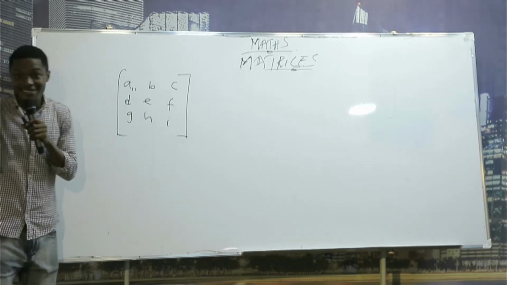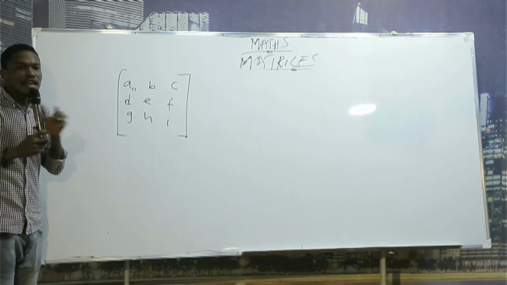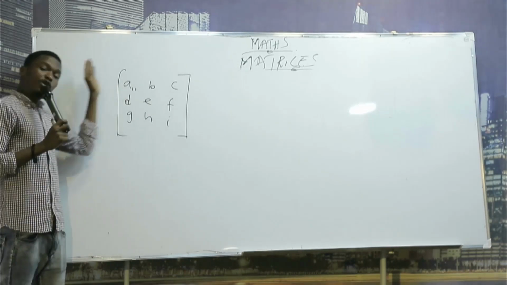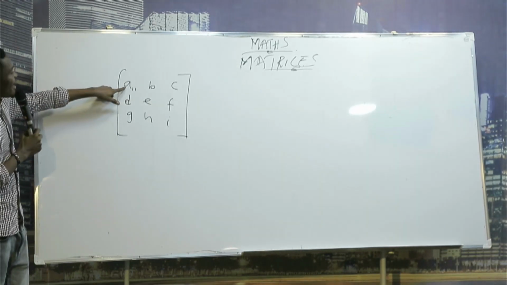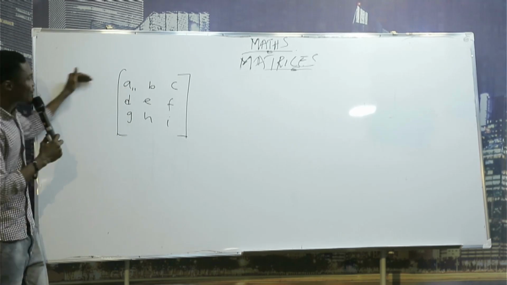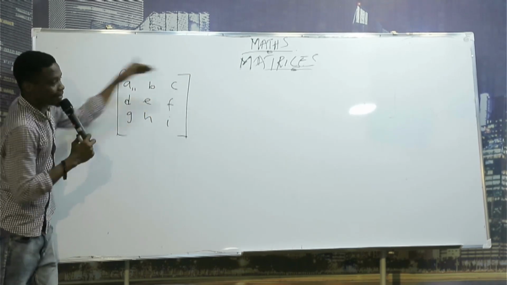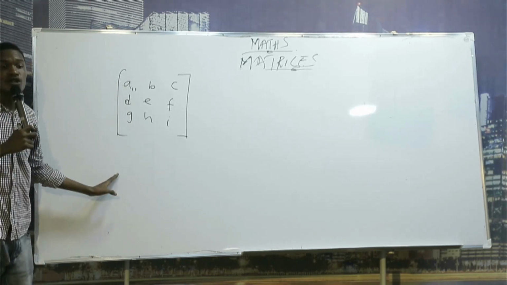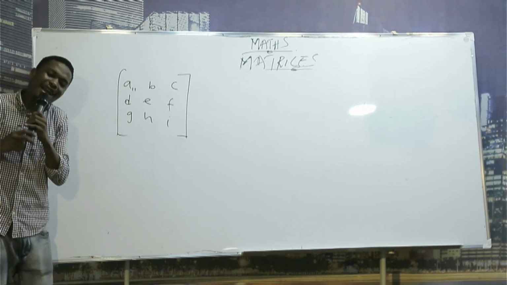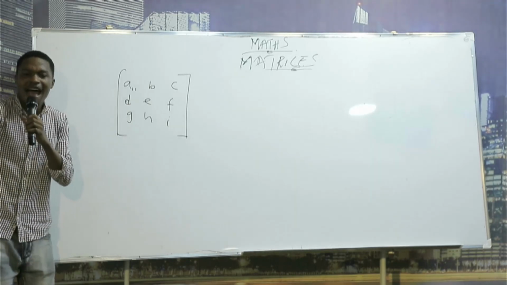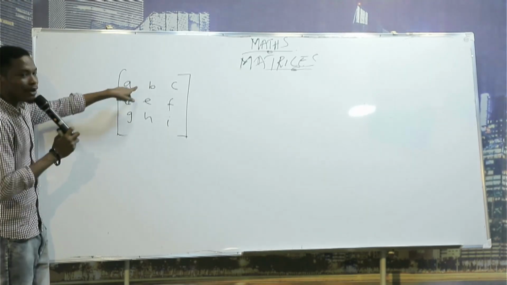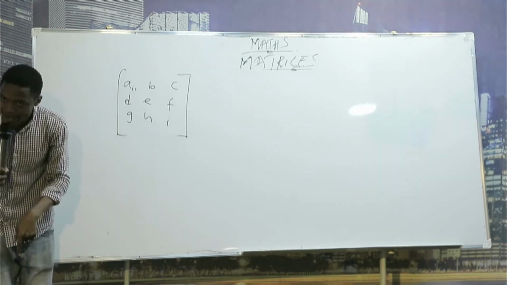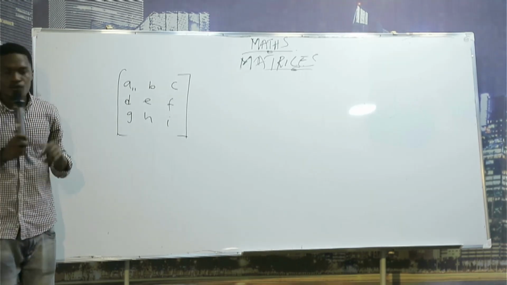Now, listen again. If you look at A, we have not even gone to B, C, and others. A is in the first row. This is the first row. And A also belongs to the first column. So instead of writing that A is in the first row and first column, we say A, 1, 1. 1 meaning first row, the other one is first column.